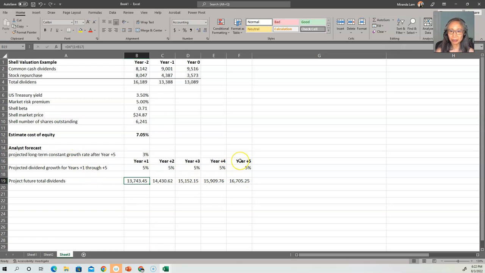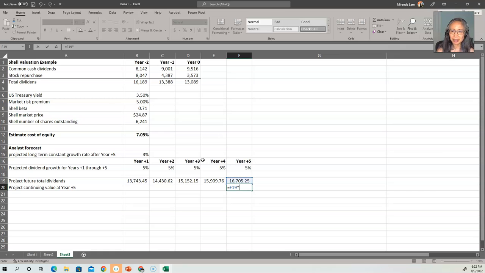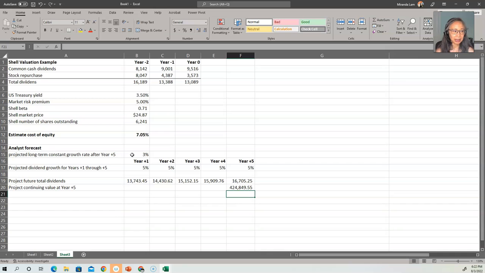So our forecasting horizon is 5 years. What that means is we also need to project our continuing value at year five. We know that the continuing value is equal to the dividend, which is going to increase at the long-term growth rate, divided by the cost of equity minus the long-term growth rate. So this is our projected continuing value.